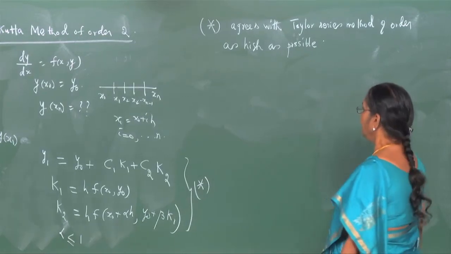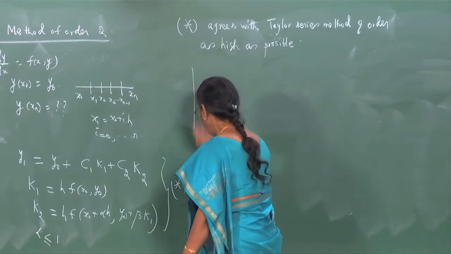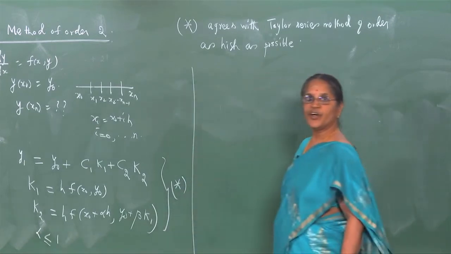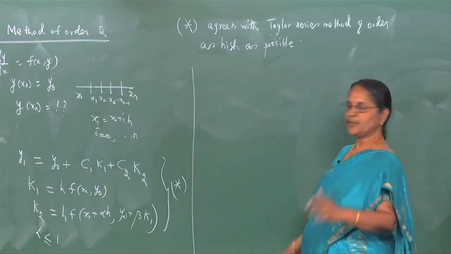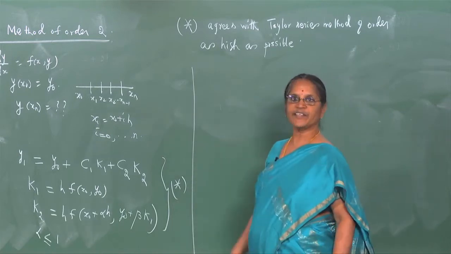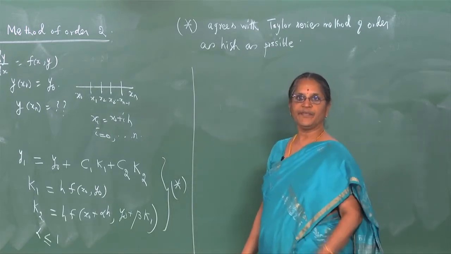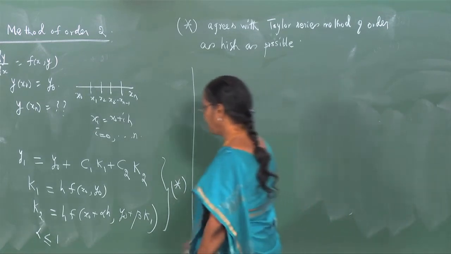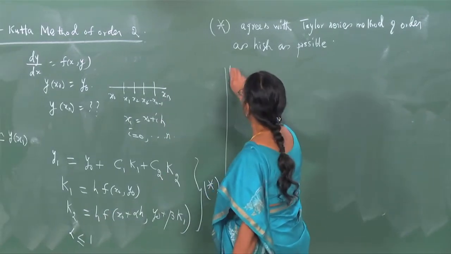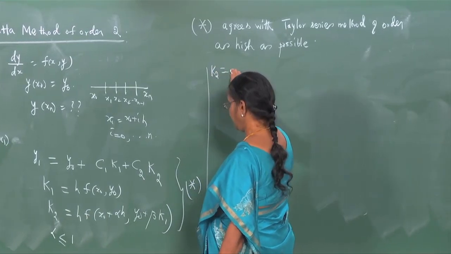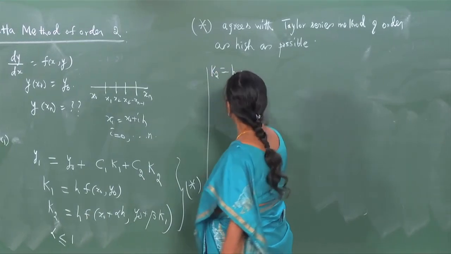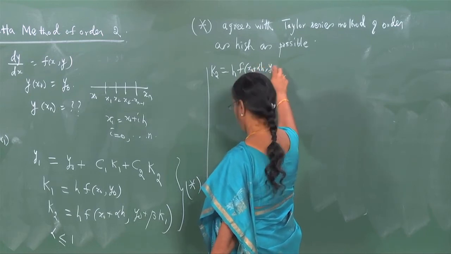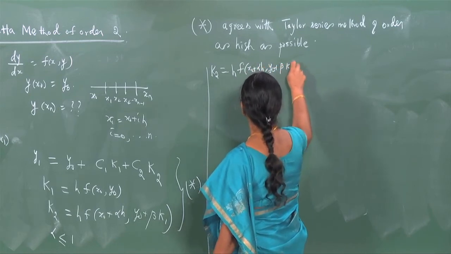So, let us obtain what this star is and what is the Taylor series method of order as high as possible that matches with this method star, and then determine the constants C1, C2, alpha and beta. So, let us first take K2. What is K2? K2 is h into f of x0 plus alpha h, comma y0 plus beta into K1.